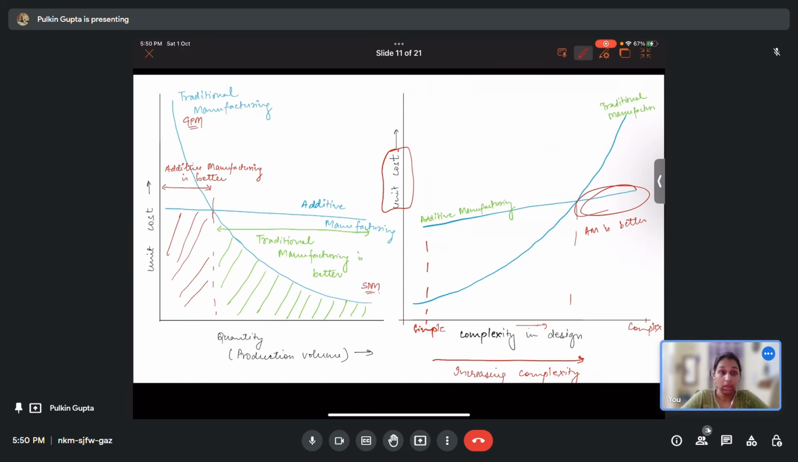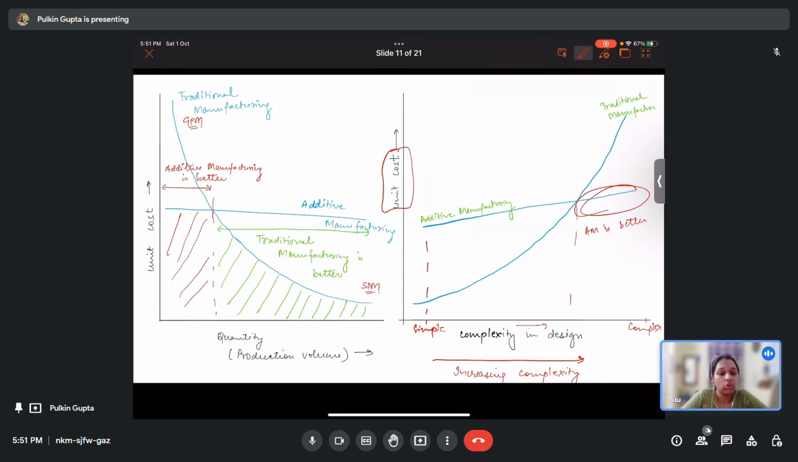And also there are certain models, the cost model and the build volume model, that can be used to check which manufacturing technique is better, or how additive manufacturing cost will be affecting you in terms of your business.